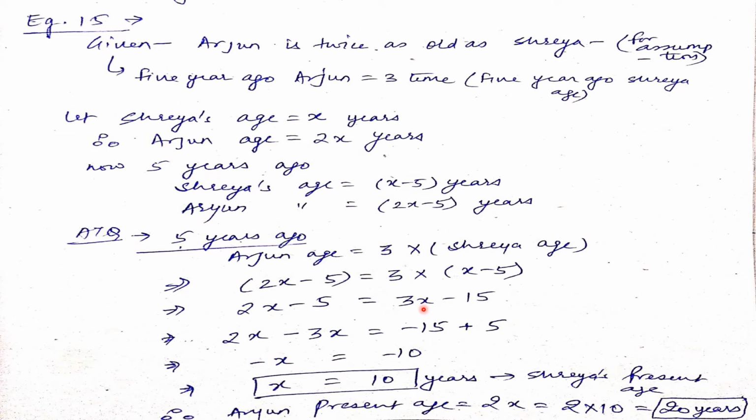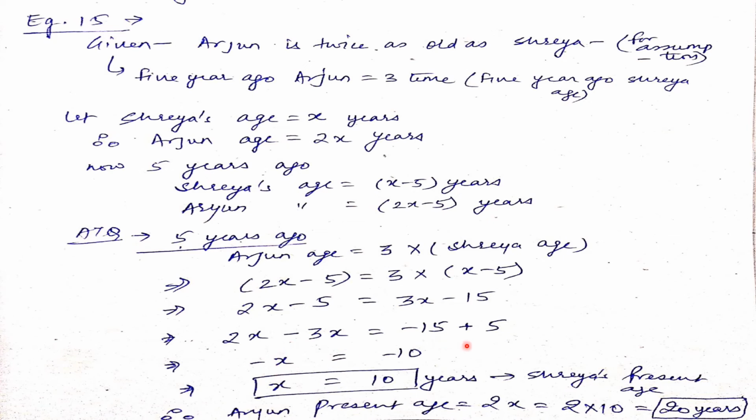So I brought 3x to the left side, it came as negative. This minus 5 is taken to the right side, it came as positive. So we have got minus x equal to minus 10. Why minus x? Because in 2x minus 3x, the larger number has the negative sign. That is why I have got minus x.